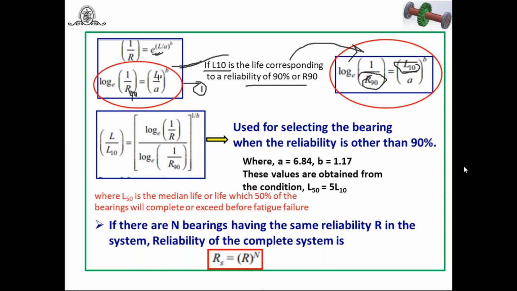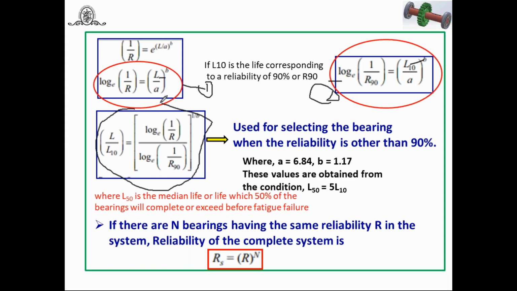So this equation is modified. There are two equations now. This is one equation and this is the second equation. So you can take the ratio of L upon L10. From the same equations A and B, L upon L10 is equal to (log to the base e of 1 upon R divided by log to the base e of 1 upon R90) raised to 1 by b. So taking the ratio of L upon L10, from equations A and B, you will get this expression. You can do it, no problem.